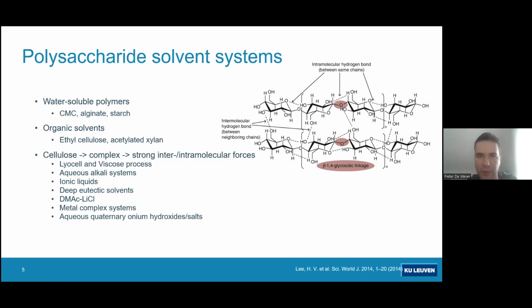So there are some cellulose solvent systems like the lyocell and the viscose process, which are able to completely dissolve cellulose. But both of these processes suffer from some drawbacks, which is why some alternative cellulose solvent systems have been proposed and continuously are being investigated. On this note, there is, for example, the use of aqueous alkali systems like the sodium hydroxide urea methods. Others prefer the use of ionic liquids, dipolar aprotic solvents, the use of dimethylacetamide lithium chloride systems, or alternatively metal complex systems, and recently also the use of aqueous quaternary ammonium hydroxides and salts.